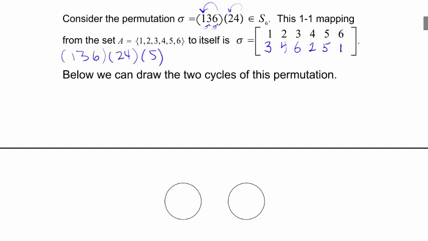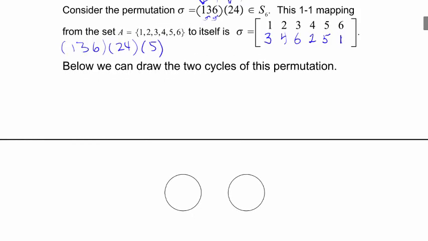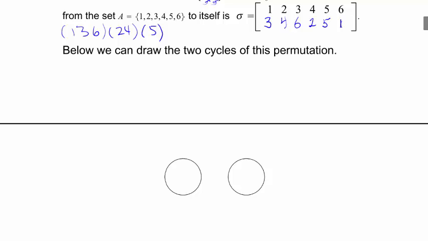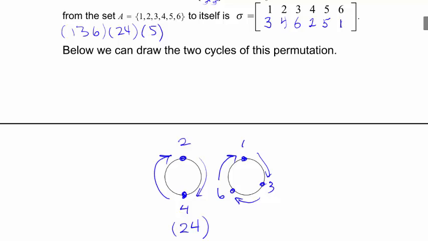Now below, let's draw the cycles of this permutation. Let's see, 2 goes to 4. That's a 2 cycle, 2, 4. 2 goes to 4, 4 back to 2. And this cycle, I could have put them in either. I could have put the 3 cycle on the left, it doesn't matter. 1, 3, 6. And that cycle represents the 1, 3, 6.